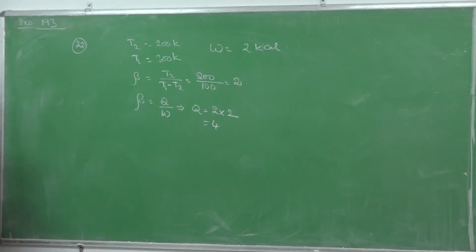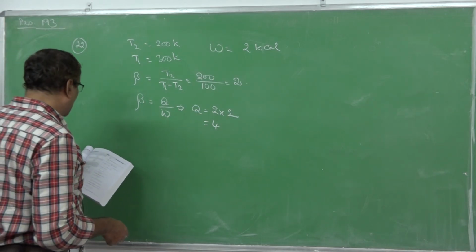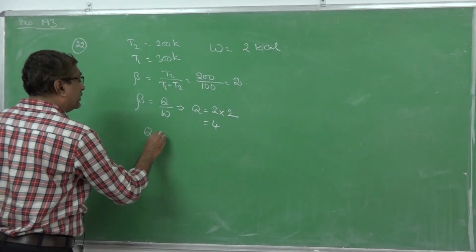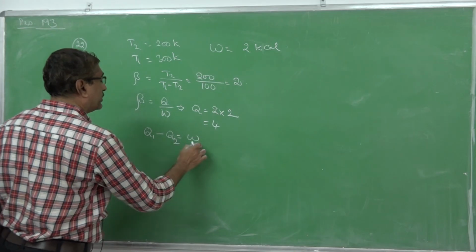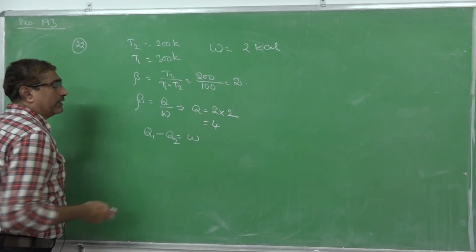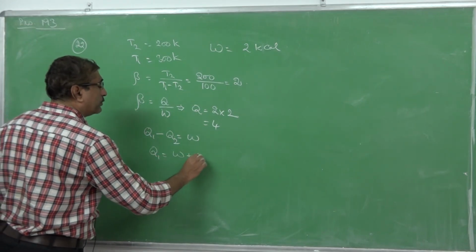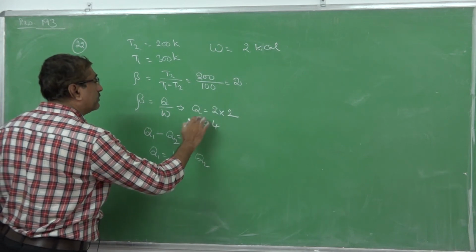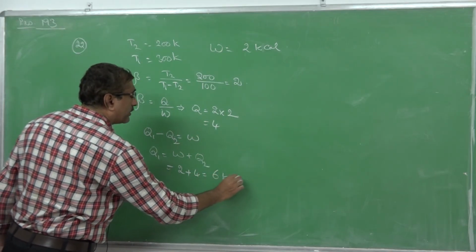Now what we have to calculate is the amount of heat delivered to the room. Delivered to the room is Q1. Q1 minus Q2 is equal to W. Actually W is Q1 minus Q2. So we have to calculate this Q1. So Q1 is equal to W plus Q2. That is W, we have calculated 2, and the amount of heat is 4, that is 6 kilocalorie.